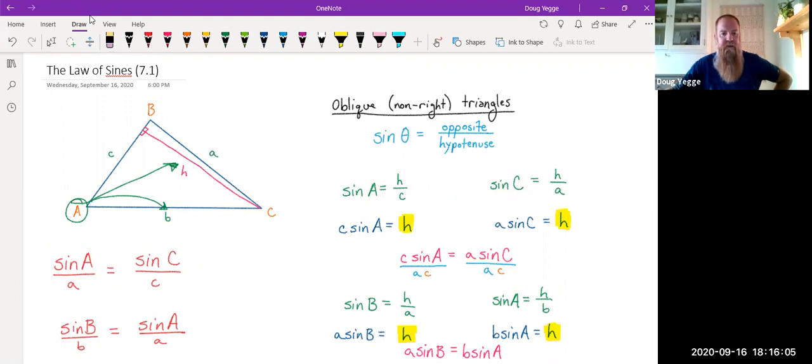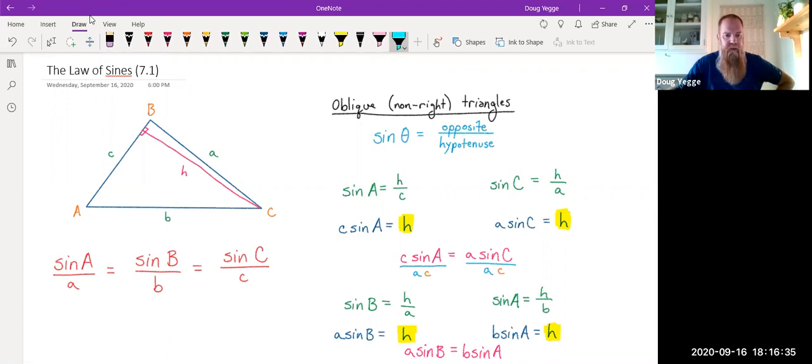So we can now set up one single law of sines that says that sine of angle A over its opposite side is equal to sine of angle B over its opposite side, which will also be equal to sine of angle C over its opposite side. And this is referred to as the law of sines. It's a formula that shows the relationship between all three of the angles and all three of the corresponding sides.